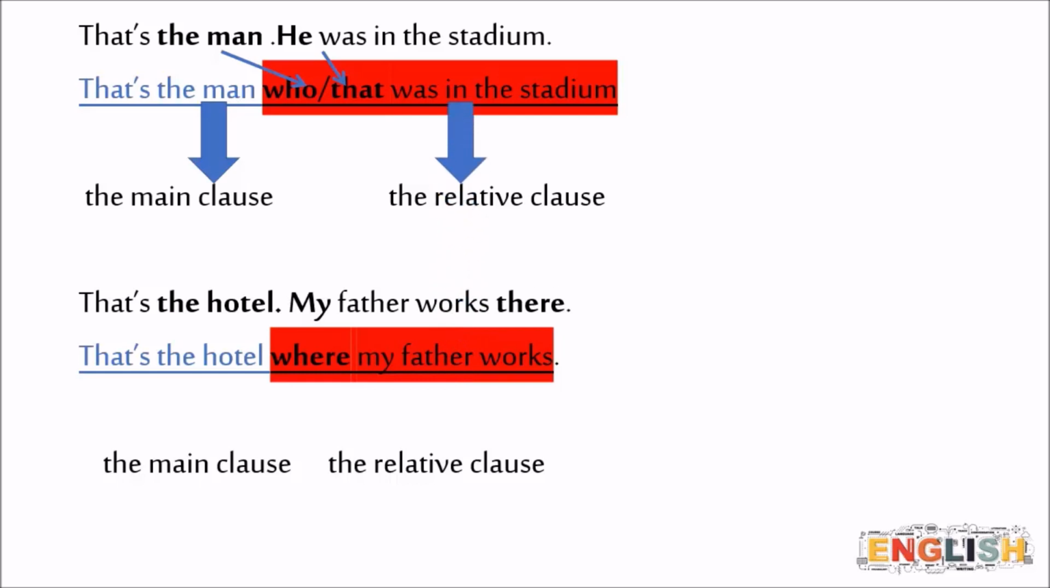Let's move on now to example number 2. That's the hotel. My father works there. So here, as you can see, we replaced the hotel and there with the relative adverb where. And the main clause is that's the hotel. Where my father works is the relative clause.